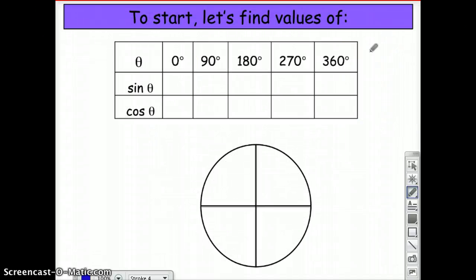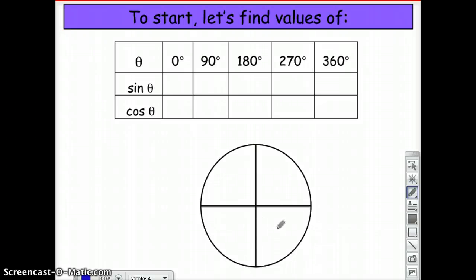So when we graph sine and cosine, we're not going to plot every single point, 30, 60, 45. We're just going to plot the quadrant angles, which are 0, 90, 180, 270, and 360. Plot those points and then connect them with a smooth curve. So let's fill in this chart. What is the sine of 0?